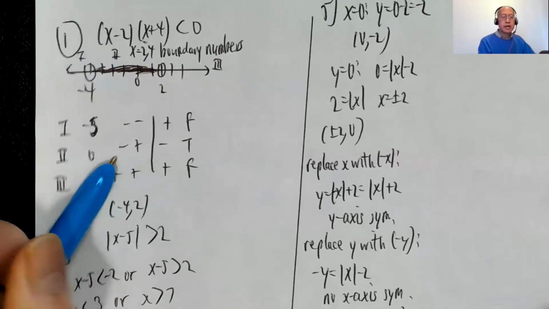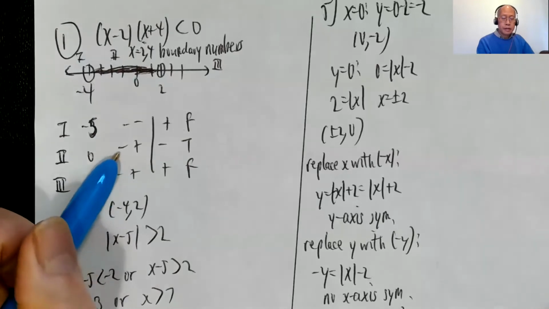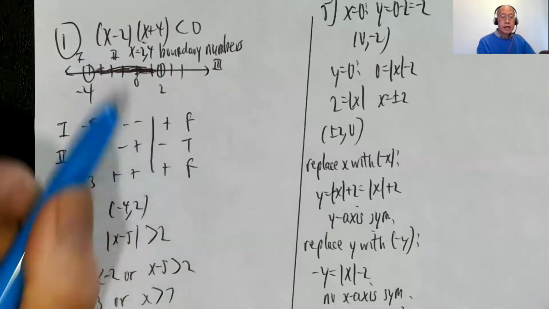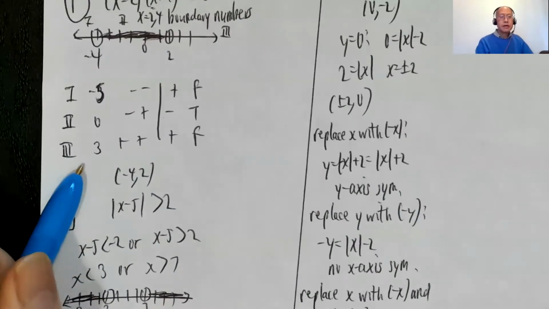Region 2, 0. 0 minus 2 is negative. 0 plus 4 is positive. Positive times a negative is a negative. Negative less than 0, true. Shade in region 2.